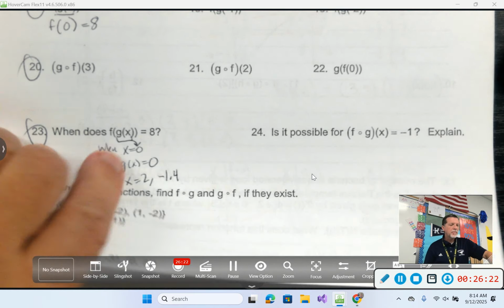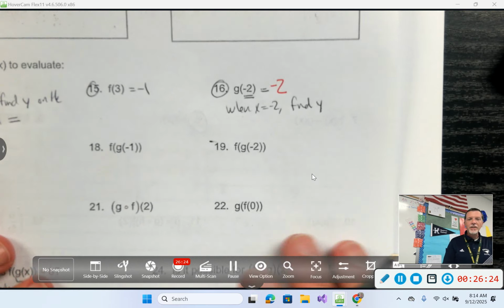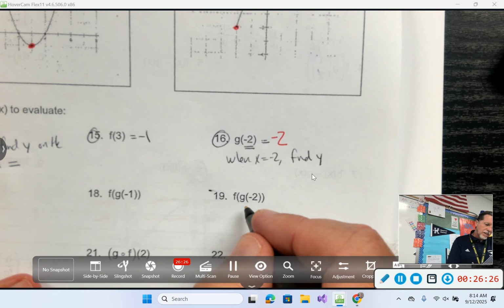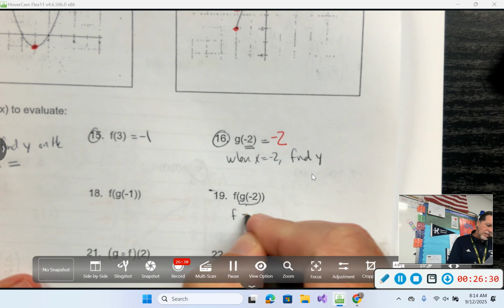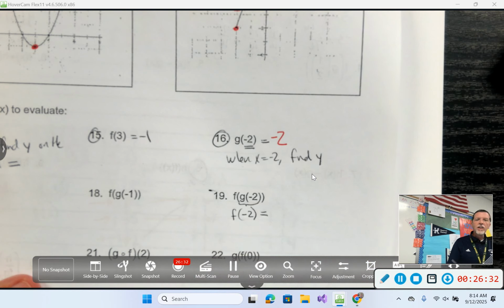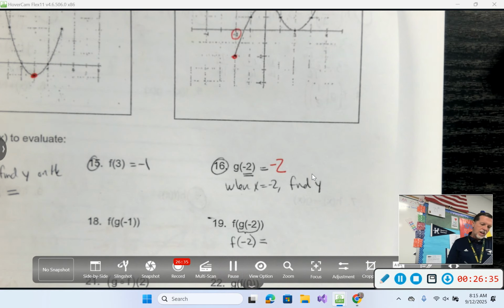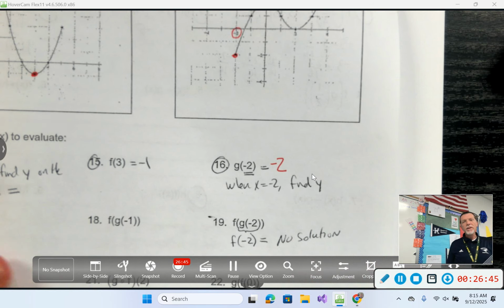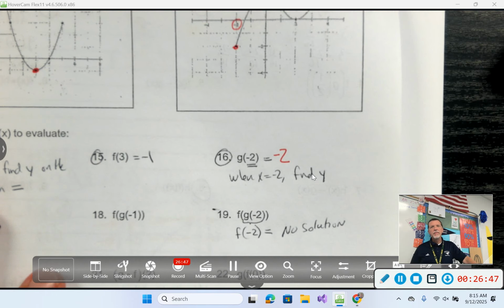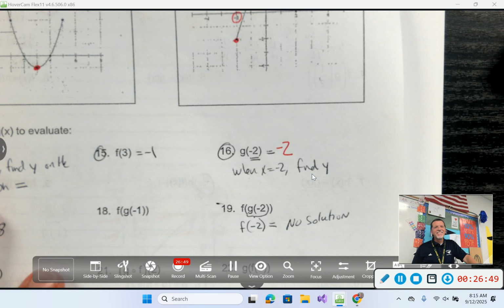19? Uh-oh, I think I know what's going to happen on 19. What's g of negative 2? Negative 2. And then what is f when x is negative 2? No solution. No, there's not one. No solution, undefined, nope. Yes, all of those are correct.